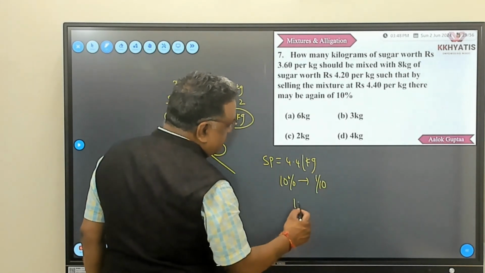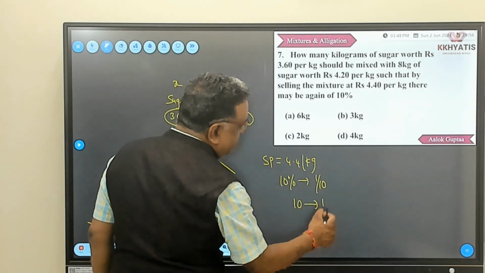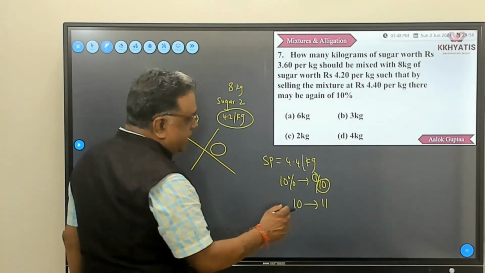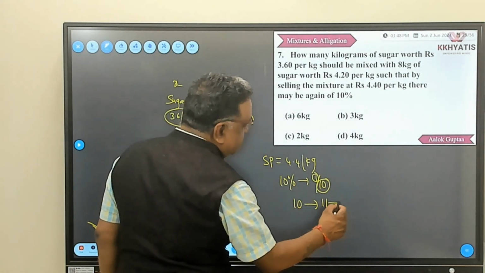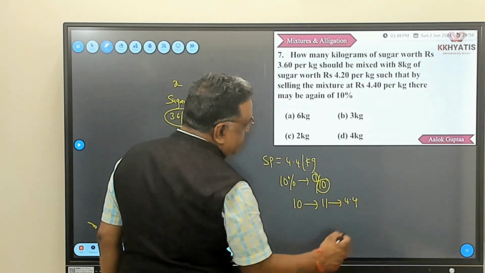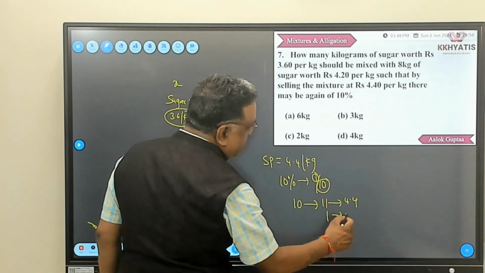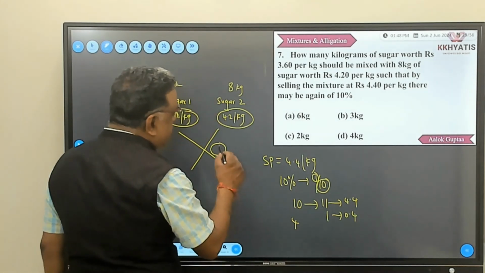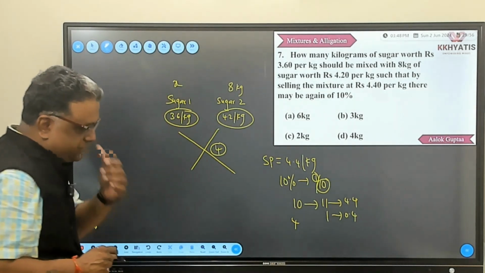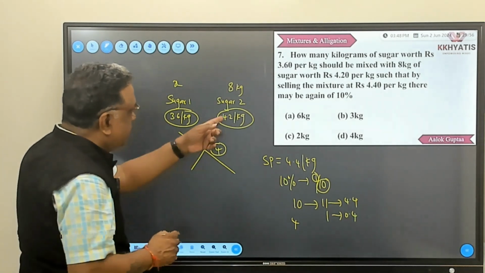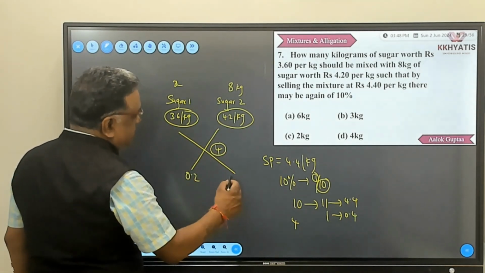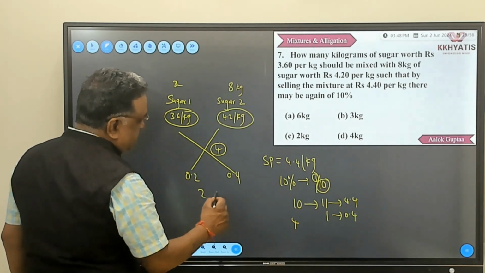Which means the cost of 10 would have been sold at 11, because for 10 he is gaining 1, because it is a 10% gain. I've been given the price of 11 as 4.4. The price of 1 would be 0.4. The price of 10 would be 4. The cost price of this is 4 per kg. Yes or no? So this will be 0.2, 4.2 minus 4, and this will be 0.4. So this will be 2, this will be 4.